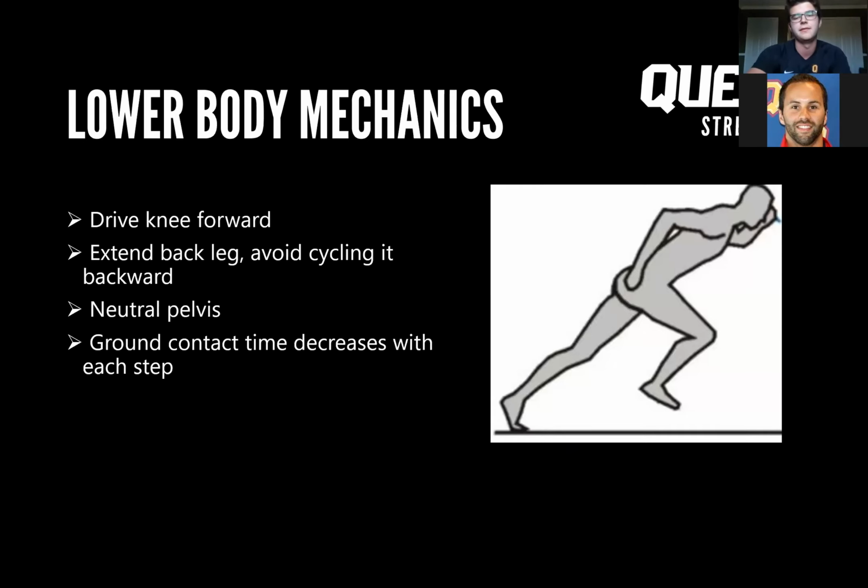By driving this knee forward, we see he's pushing his knee forward almost like a piston. There's a piston action where it's going back and forth, through this back leg extension and front leg knee drive. What's really important here is we maintain a neutral pelvis. This means that our pelvis isn't tilted forward or tilted back.